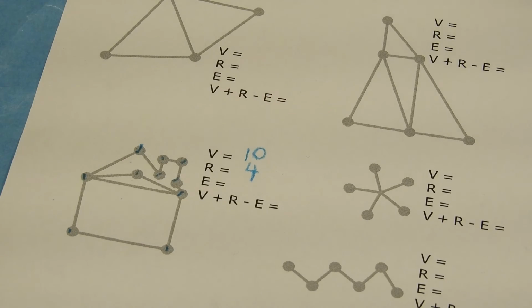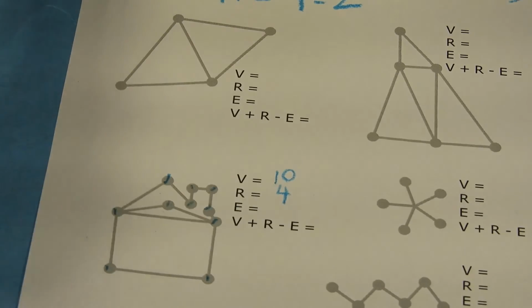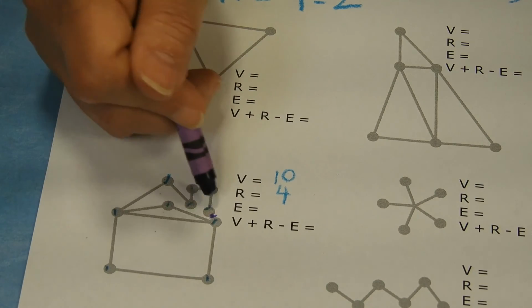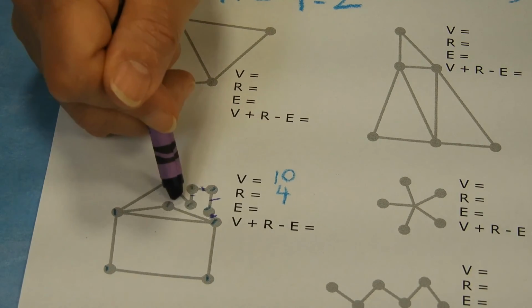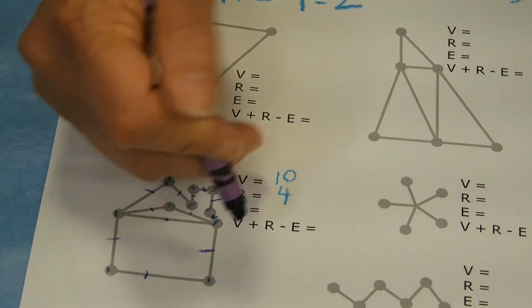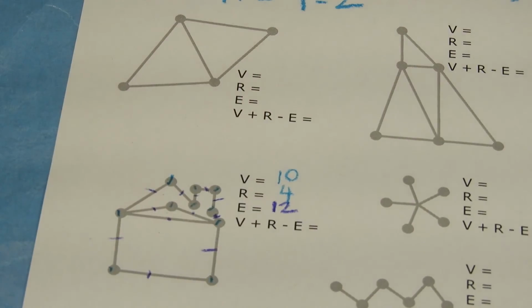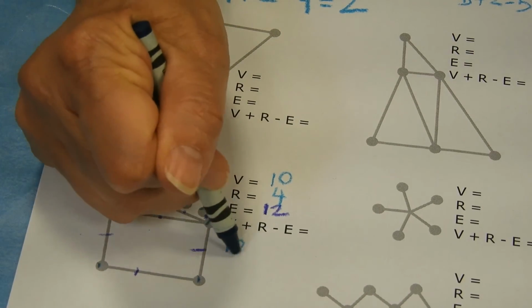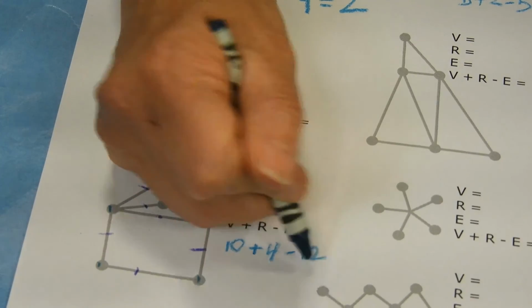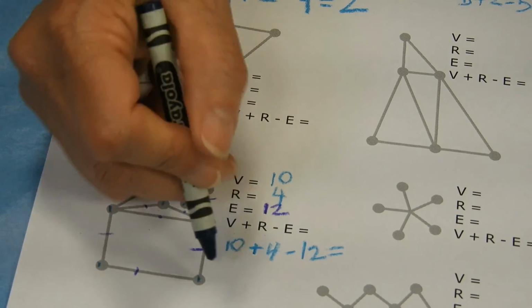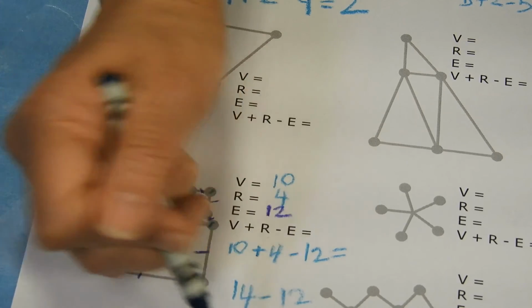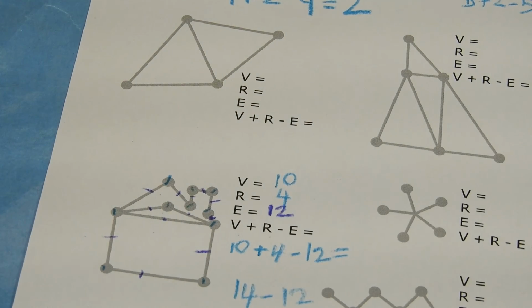And the edges are going to be a little tricky to count, I think. So I'm going to use my crayon to help me. That's technically an edge between those two. 1, 2, 3, 4, 5, 6, 7, 8, 9, 10, 11, 12. And then what happens? Well, we have 10 plus 4 minus 12. And that equals 10 plus 4 is 14 minus 12, and that is 2. Oh, it's the same.